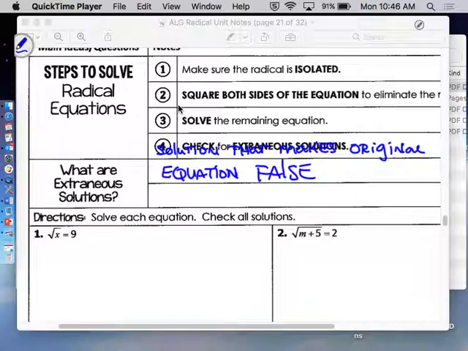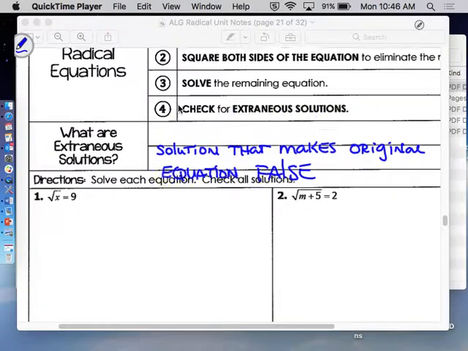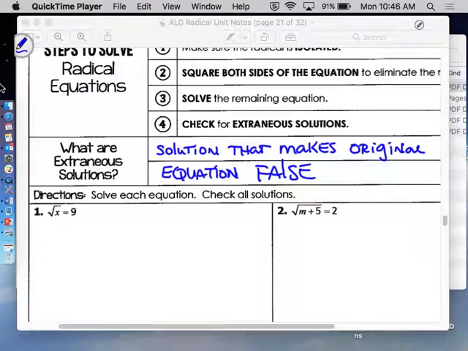Then you solve the equation that remains, and then the new thought is checking for what are called extraneous or extra roots. And extraneous roots are simply solutions at the end that make the original equation false. And then remember that if you have the square root of x times the square root of x, that's the same thing as x times x underneath the same radical, and that simplifies as x to the first.